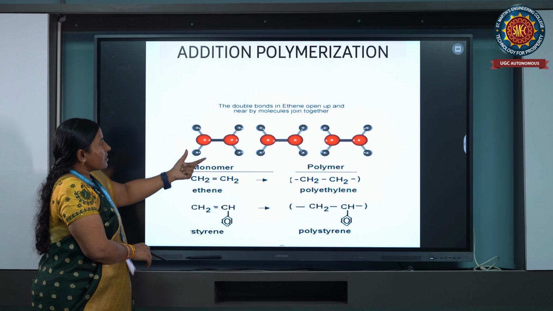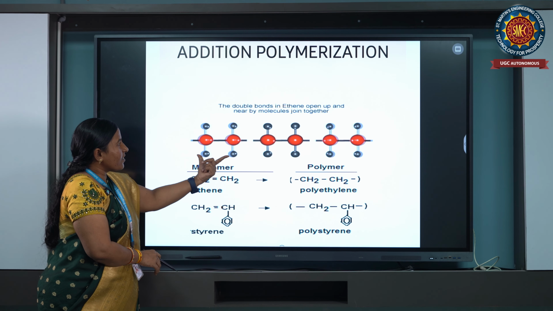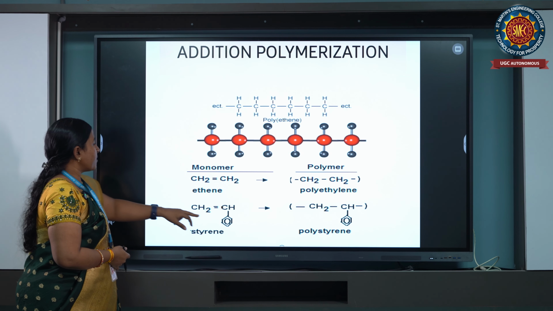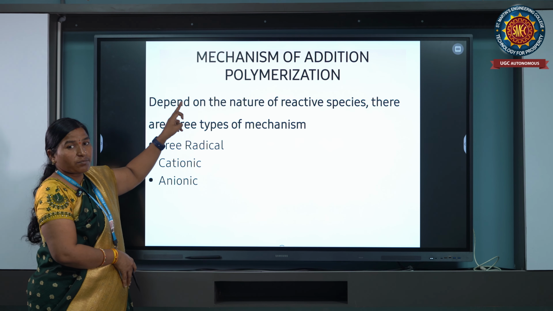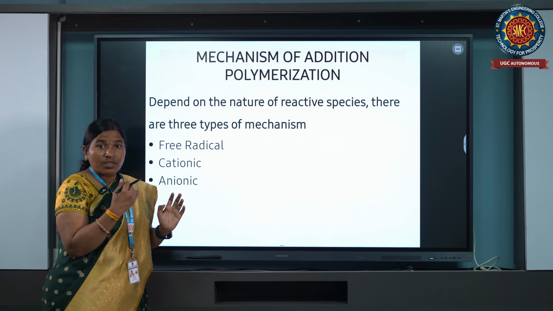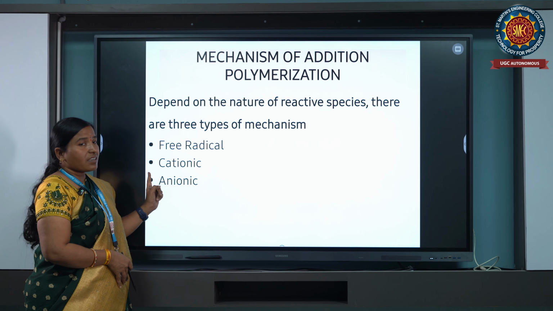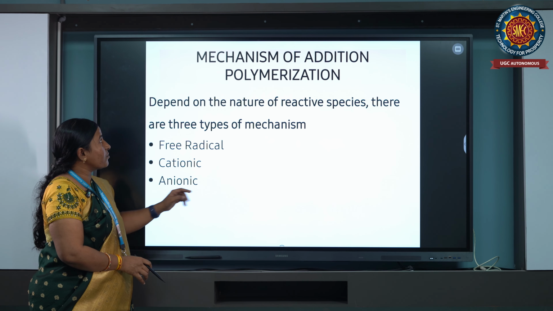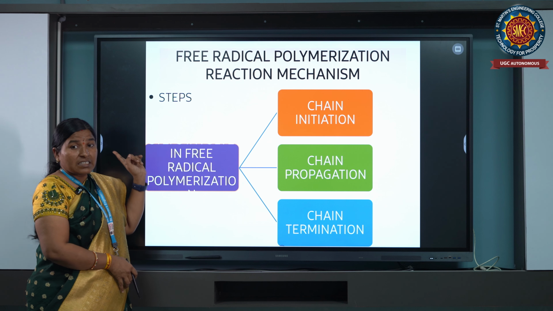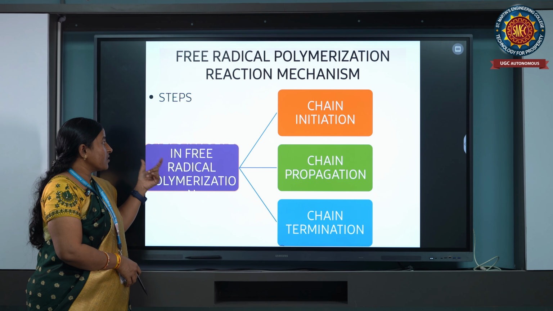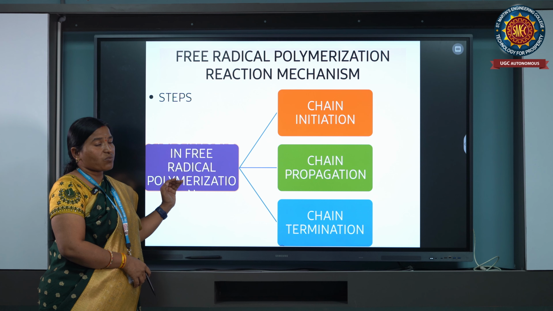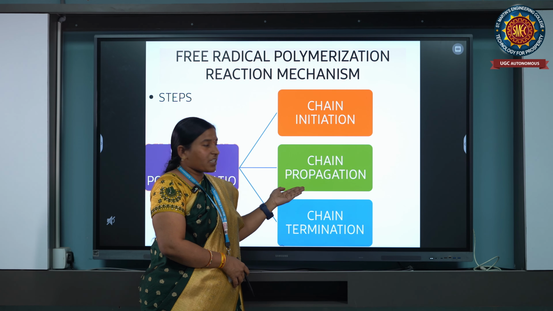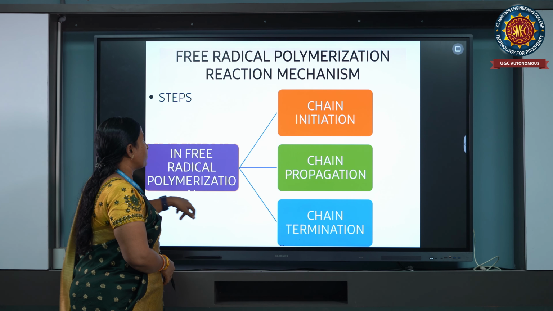Okay, then the double bonds are now converted into single bonds, making a long chain polymer. Then the mechanism: there are different mechanisms, the free radical reaction mechanism, the cationic reaction mechanism, and the anionic reaction mechanism. In the free radical reaction mechanism, a few steps are involved: chain initiation, chain propagation, and chain termination.